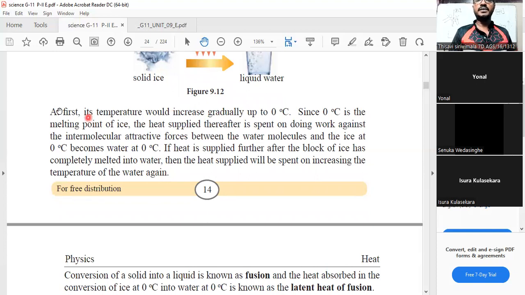Right here, you can start from this point. At first, its temperature would increase gradually up to 0 degrees Celsius. Since 0 degrees Celsius is the melting point of ice, the heat supplied thereafter is spent on doing work against the intermolecular attractive forces between the water molecules in the ice. Ice at 0 degrees Celsius becomes water at 0 degrees Celsius.